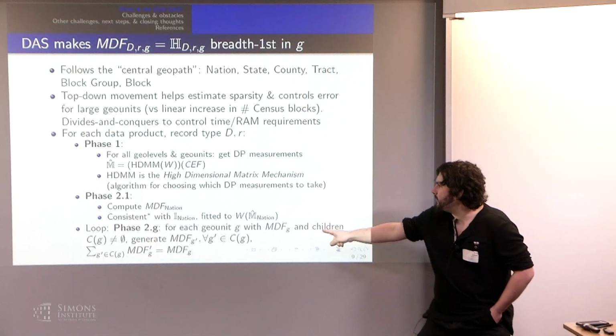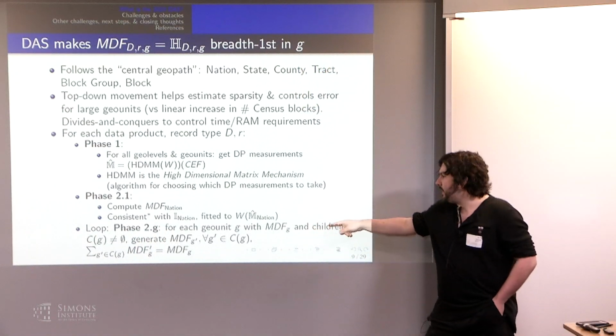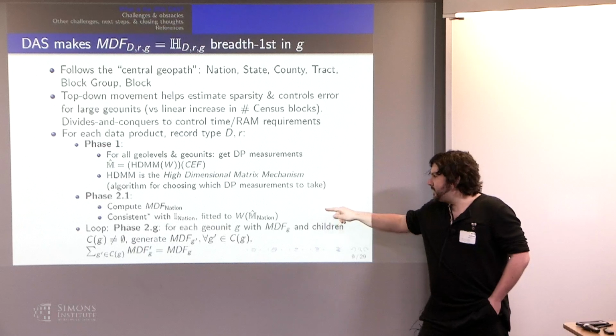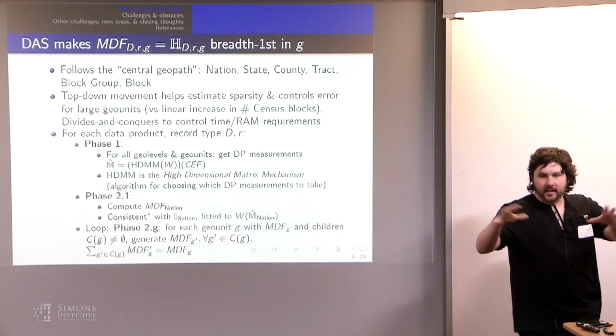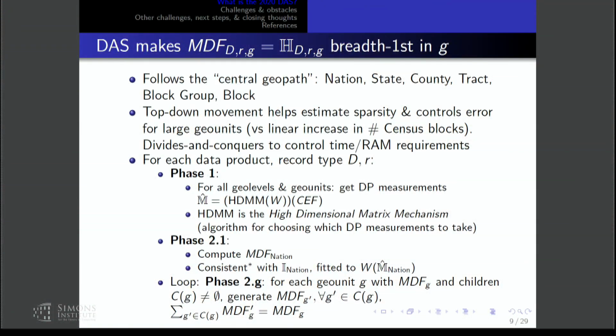Finally, we just repeat this process. So now for every geo unit where you currently have an MDF and you don't have an MDF for its children, go ahead and generate the MDF for its children by solving a large-scale simultaneous optimization problem that does inference over all of those children for that geo unit.